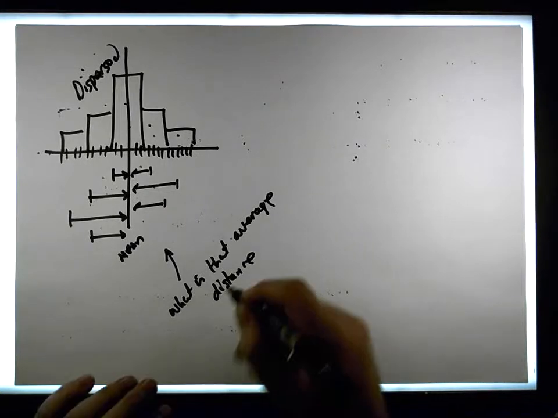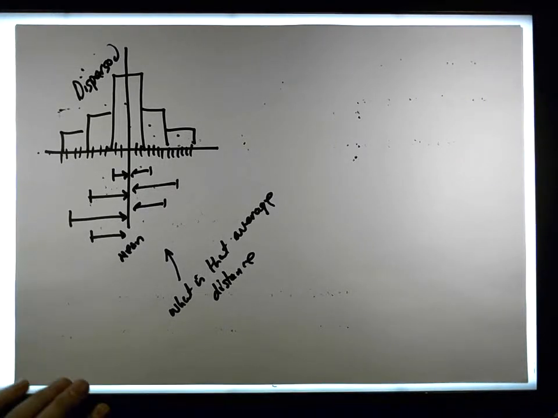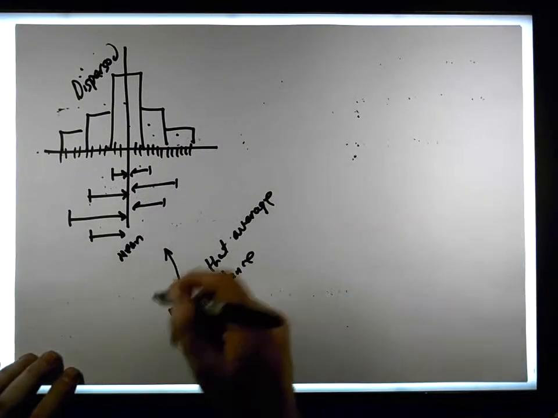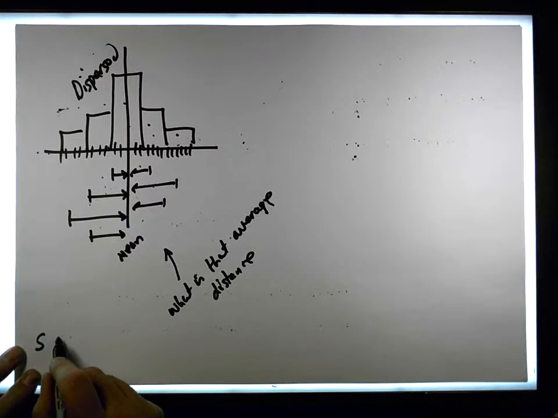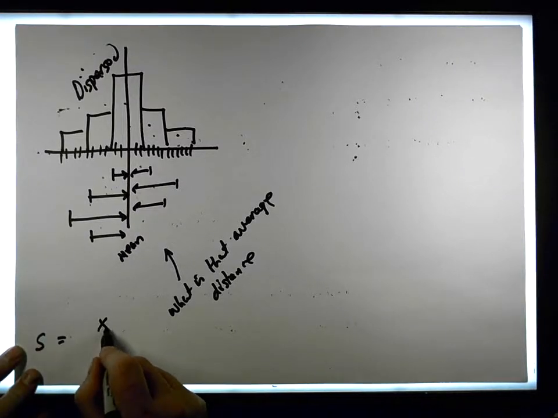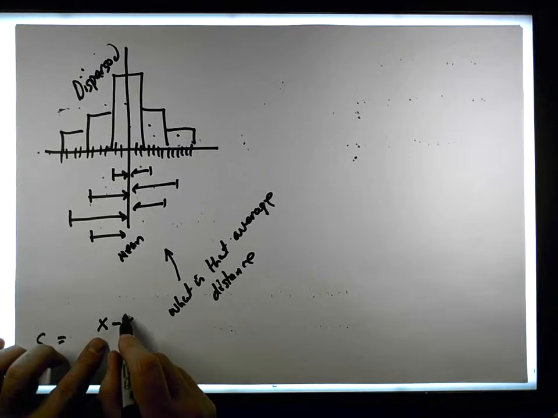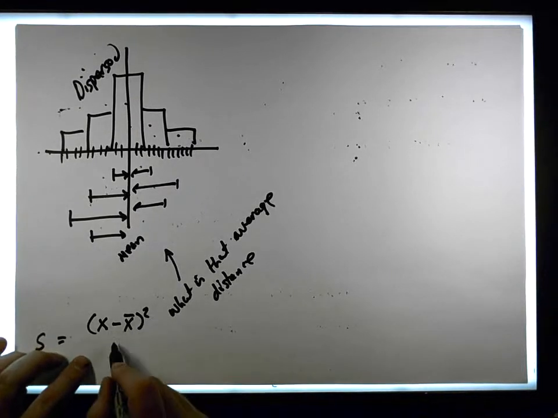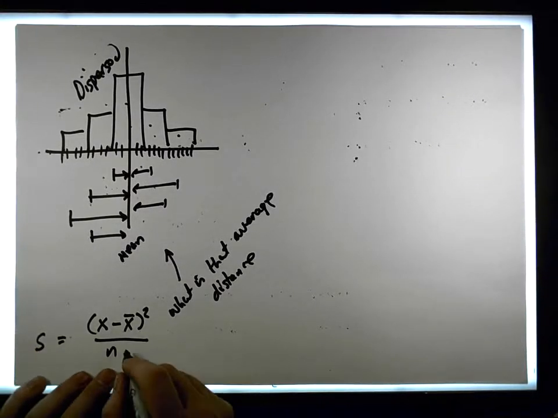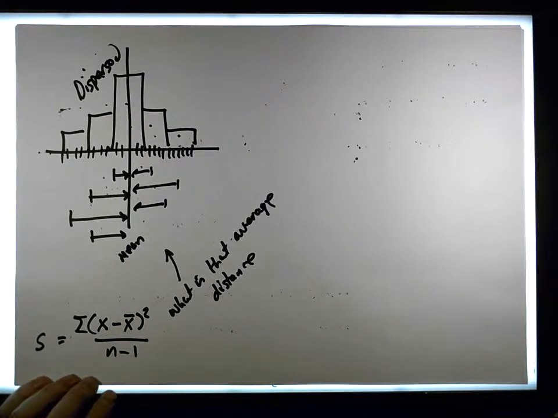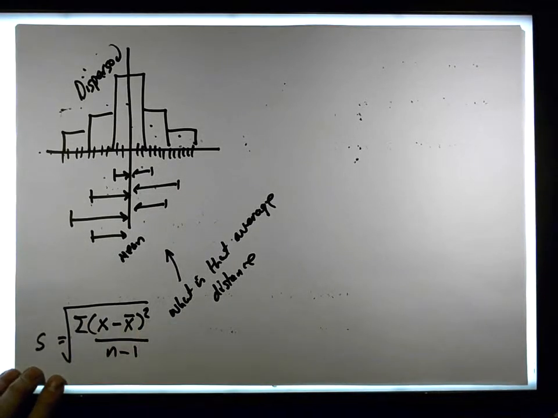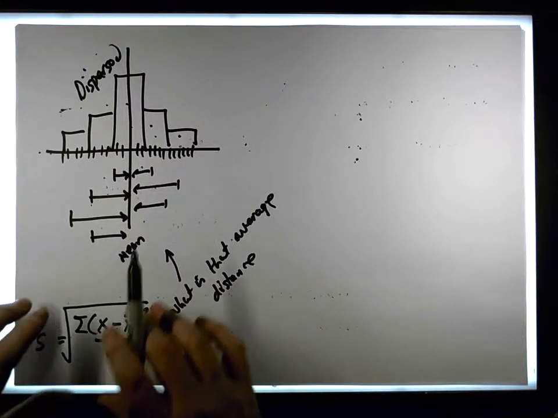I'm not doing the maths behind it, but from a sample perspective we have a formula that allows us to calculate it. We take every observation, take away the mean value, square it, and divide by the number of observations less one. This is just a formula, we're not interested in the formula, and we take the square root. What this calculates is the average distance observations are away from the mean value. This is called the standard deviation.